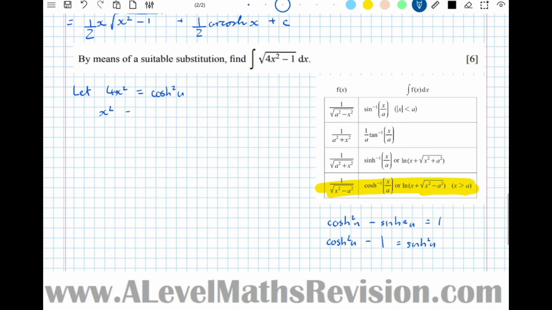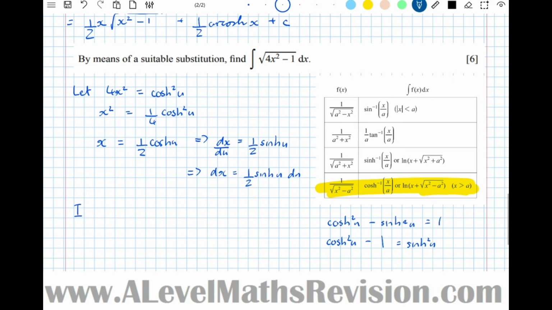So with 4x squared equals cosh squared u, that means that x squared must equal a quarter cosh squared u. And one thing we can do to achieve that is letting x equal a half cosh u. I missed the u out there, I'll just write that in now. So x equals a half cosh u. Okay, that means that dx by du equals a half sinh u, which in turn means that dx equals a half sinh u du.